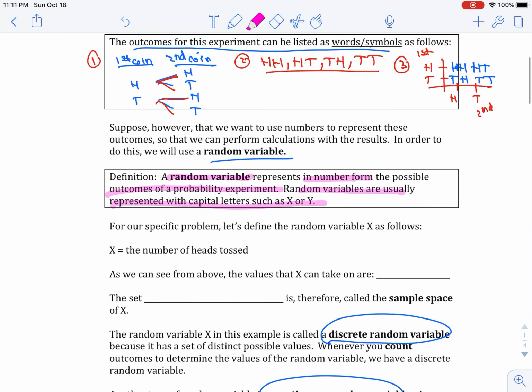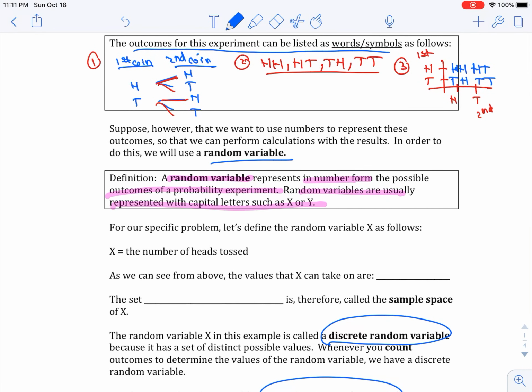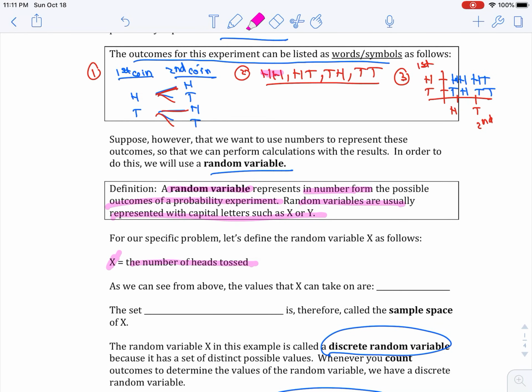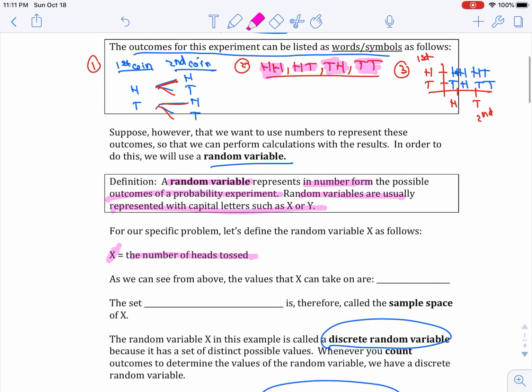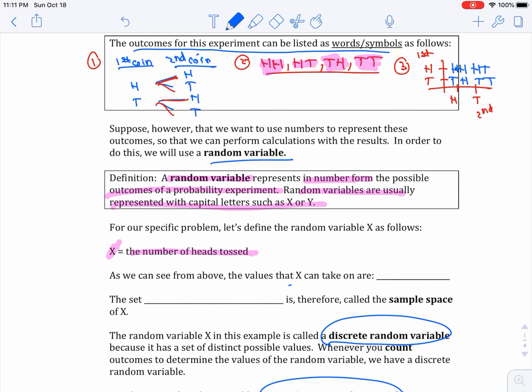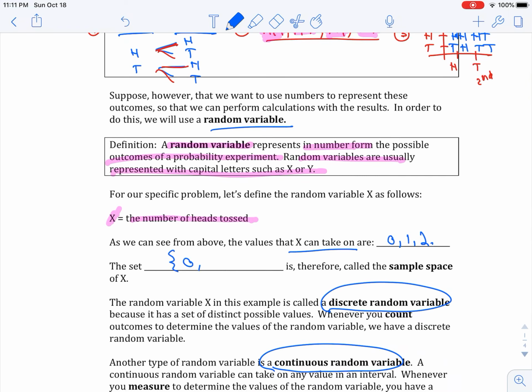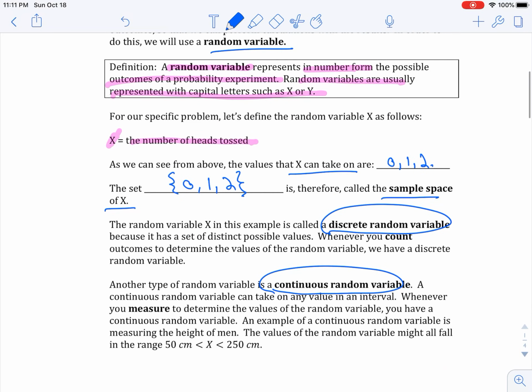Let's take a look at this specific example for tossing the coins. Suppose we decided that we wanted X, our random variable, to stand for the number of heads that are tossed. For this toss, there are two heads tossed. In this one and this one, there's only one head tossed, and in this one, there are no heads tossed. So the values that X can take on are 0, 1, and 2. When we write that as a set, that's called the sample space of X. Those are the possible outcomes of that probability experiment.